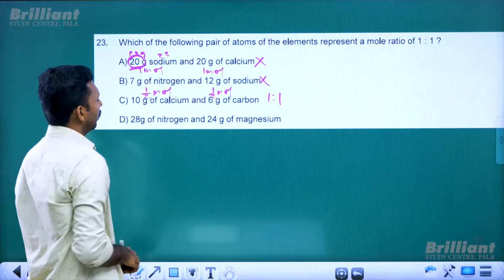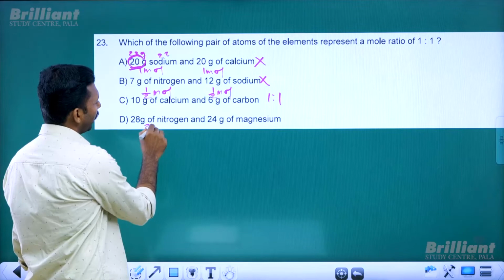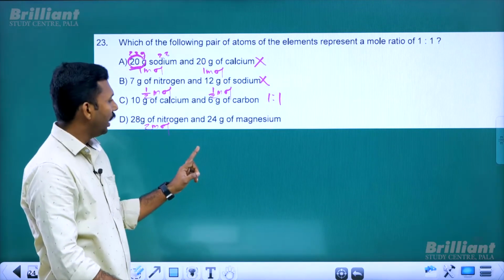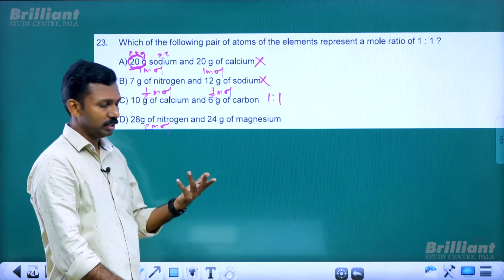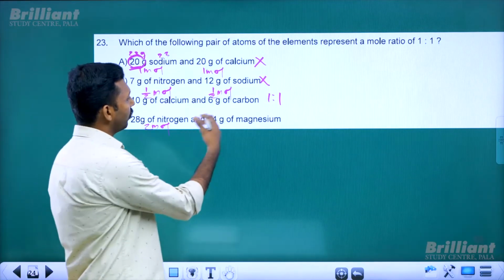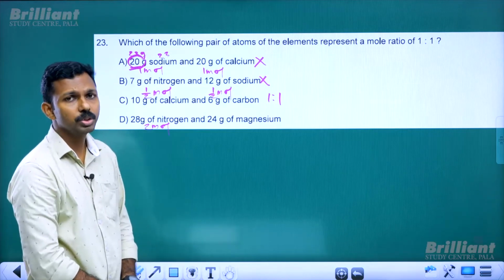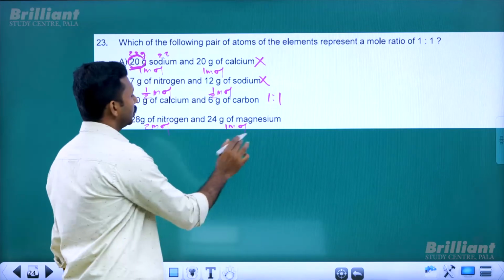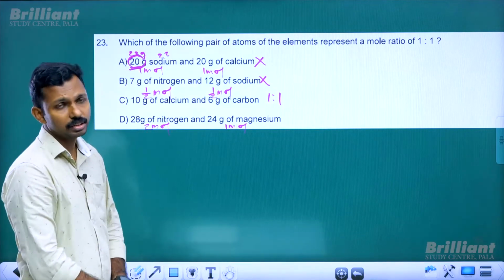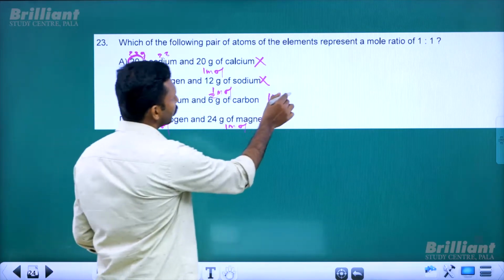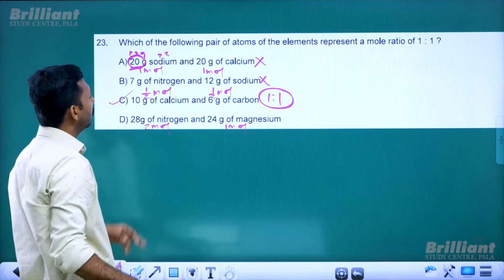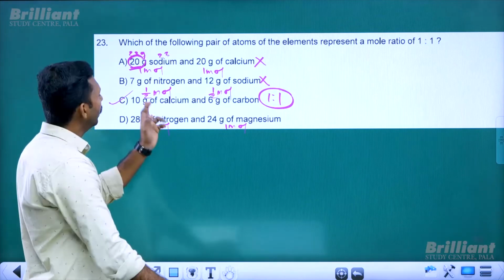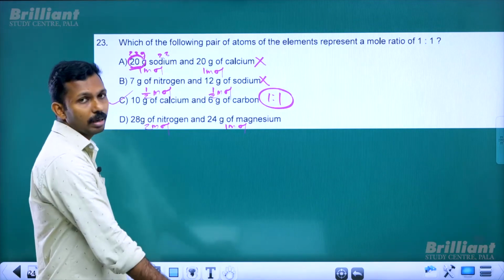28 gram of nitrogen, that means 2 mole. 2 mole nitrogen here, because 14 is the atomic mass of nitrogen and 28 is twice. So 2 mole. 24 gram of magnesium. Magnesium atomic mass is 24. Yes, so it is 1 mole. It may not be 1:1 ratio. 1:half we can consider. So 1:1 ratio is obeyed by C option, and that is why the 23rd question may have C as the answer option. 10 gram of calcium and 6 gram of carbon.